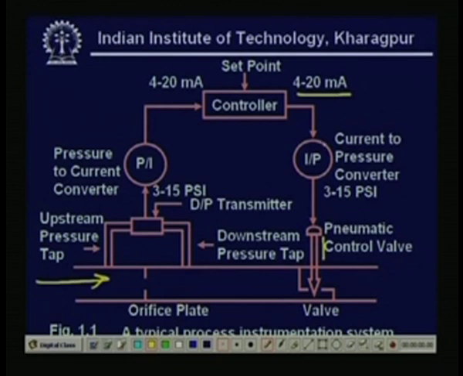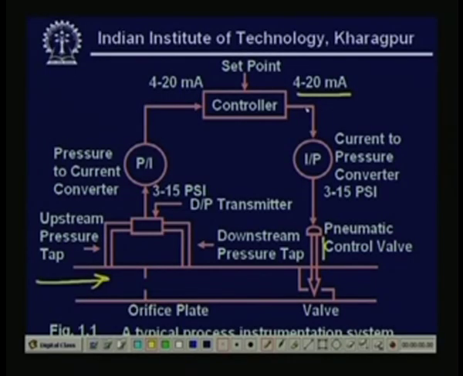So, I have to take some action so that the control valve stem goes out, so that I get a flow which is equal to the set point. The action will be taken until this error current becomes 0, right.